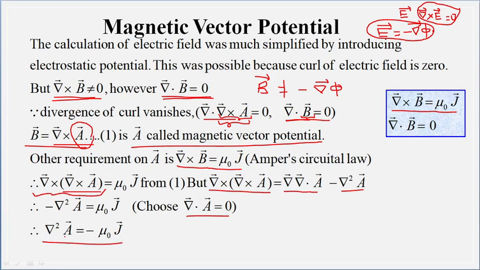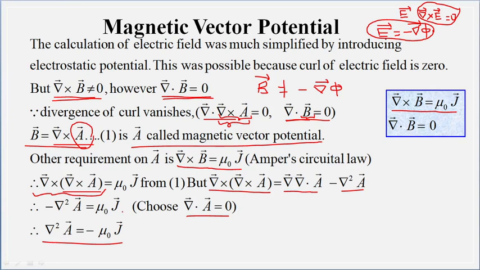So this is like a Laplace's equation. Sorry, Poisson's equation. This is like a Poisson's equation: del square of a quantity equal to some finite value.